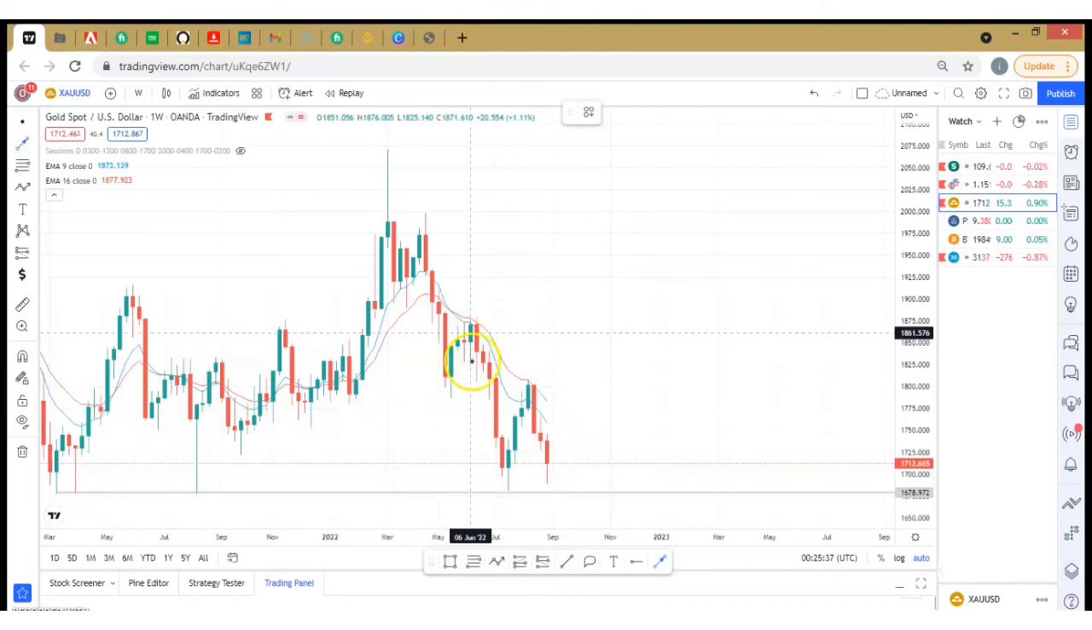Look at something. The last time this market came to this zone, look what it did. It also reversed back, but it still dropped. But yeah, this zone is not as significant as this zone. But this is something to pay attention to.